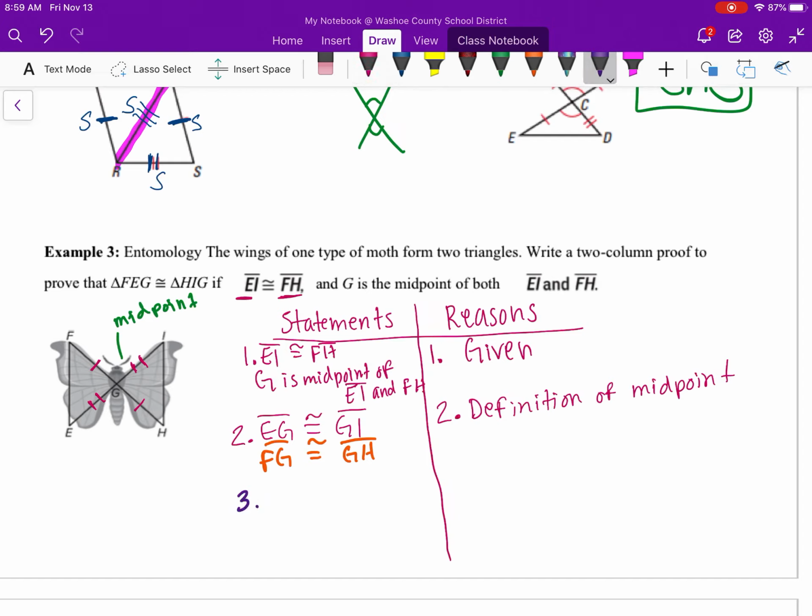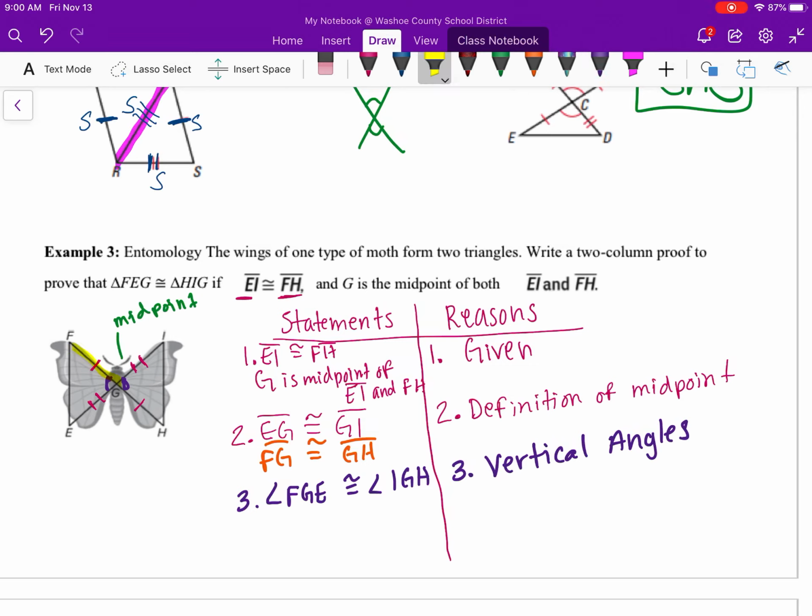Now, I also should say something about the angle, because I can see that these right here are vertical angles. Remember I said those are the only ones that you can draw in and assume. So that's angle FGE is congruent to angle IGH. Okay, and that's by the definition of vertical angles. So vertical angles are the only ones that, if they are not drawn in, you can definitely do that.